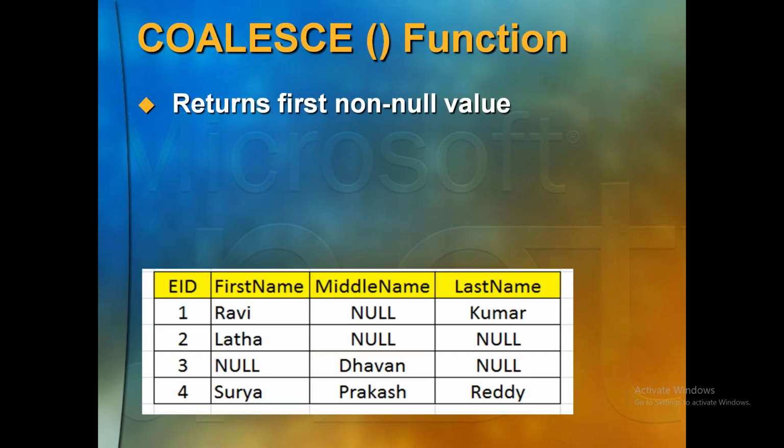Now we have one more function called the COALESCE function. It returns the first non-null value.